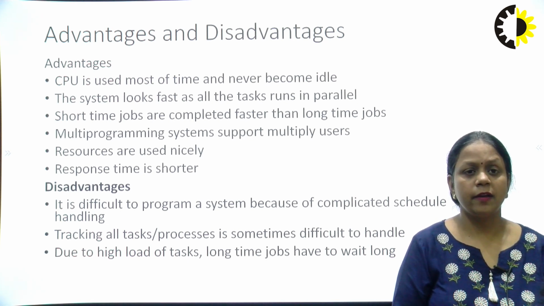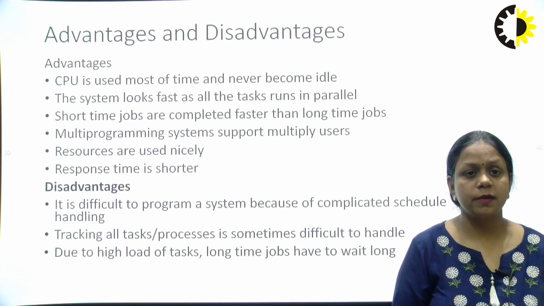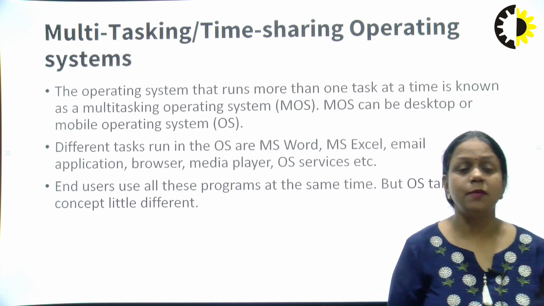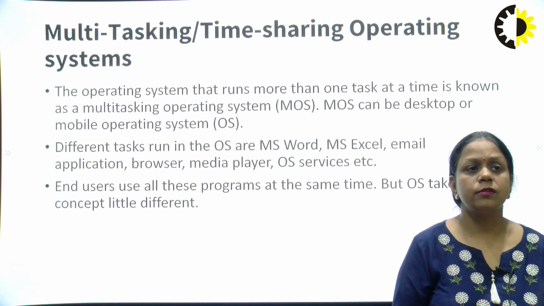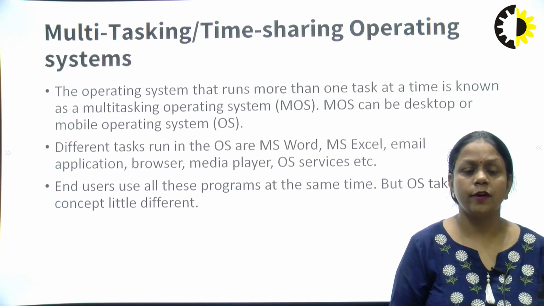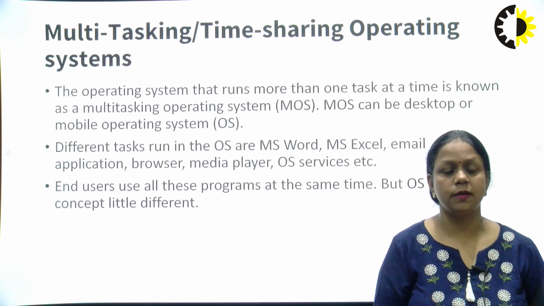That's why we have another type of operating system. Now the next operating system is the multitasking and time sharing operating system. Multitasking is also known as a time sharing operating system. The operating system that runs more than one task at a time is known as a multitasking operating system.